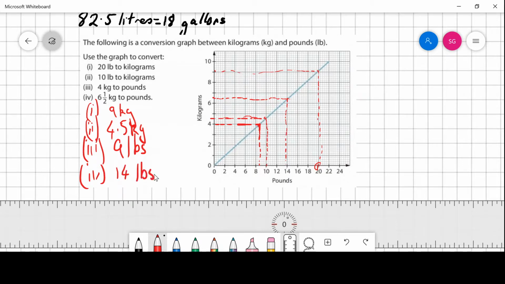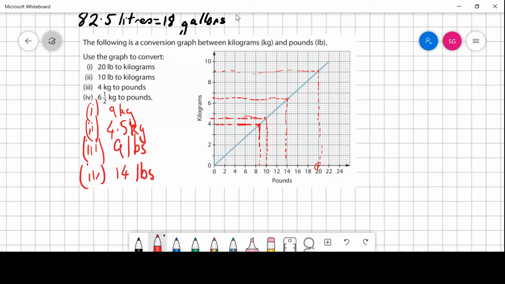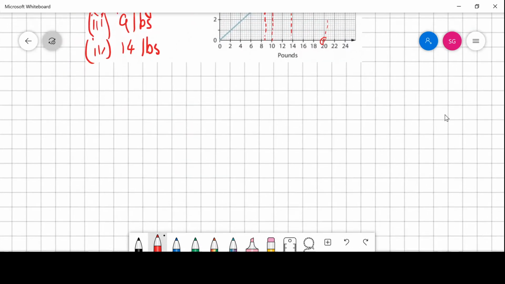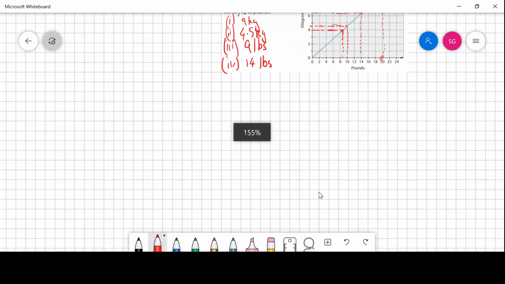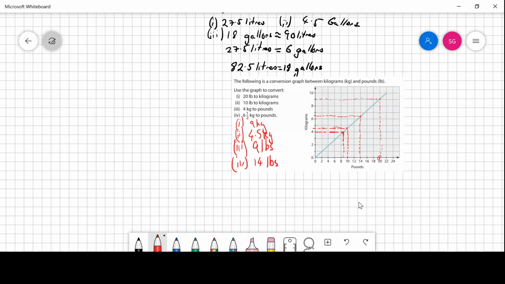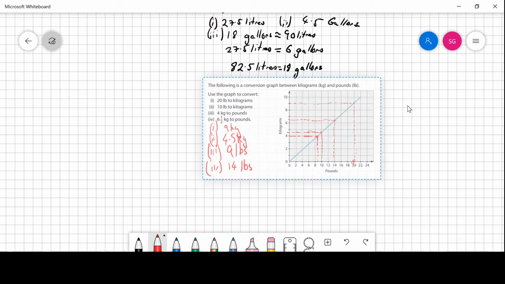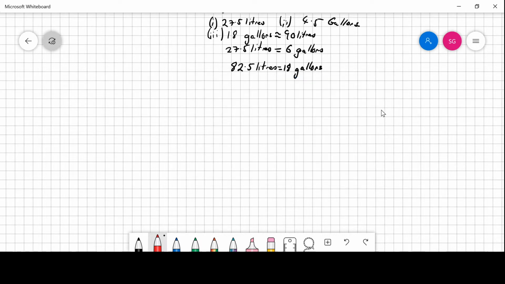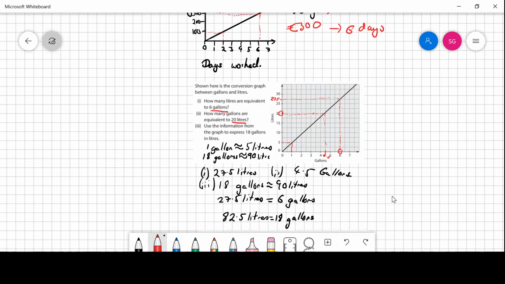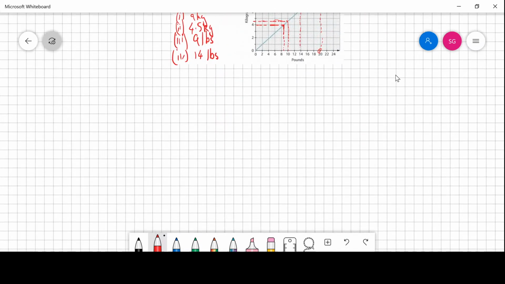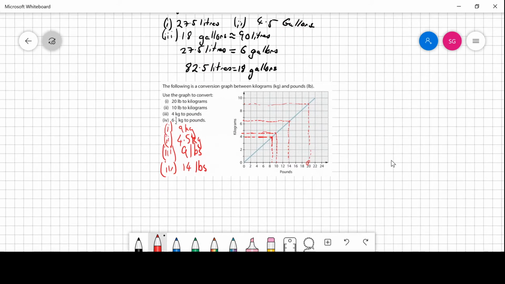Great. So girls, that's how we use conversion graphs. If you have any questions, feel free to contact me. Just going to scroll out and let you all see both pieces of work. Why is this freezing on me now? Great. So there we go. And here we are. Okay.